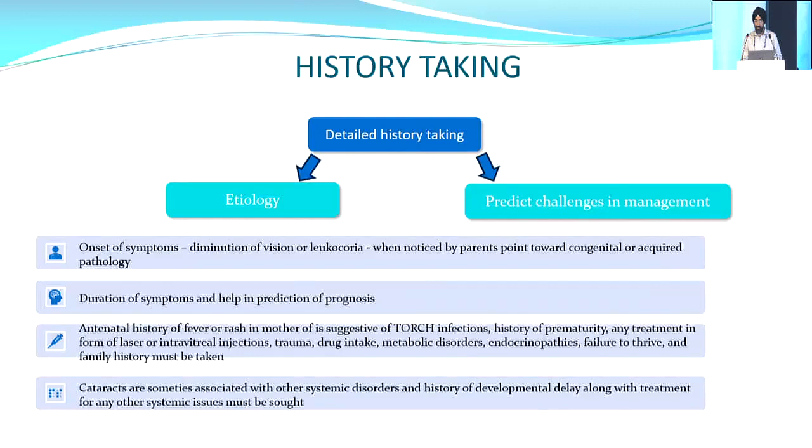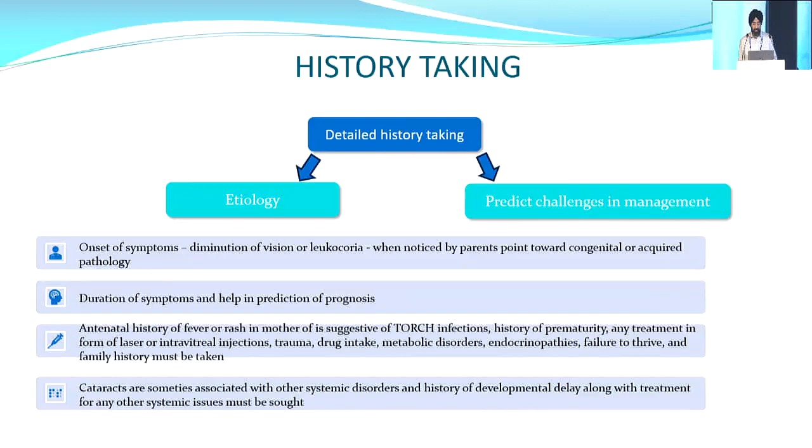So the onset of symptoms, as you would do in any case, when the child comes to you, there's diminution of vision. Usually, the parents would say leukocoria in a very young child, but in older children, probably when the child is unable to read, when he goes to school, that's the time they would present. So it could present towards a congenital or an acquired pathology. It could be a developmental cataract as well. The duration of symptoms is very important because they are predictors of diagnosis and also the etiology.